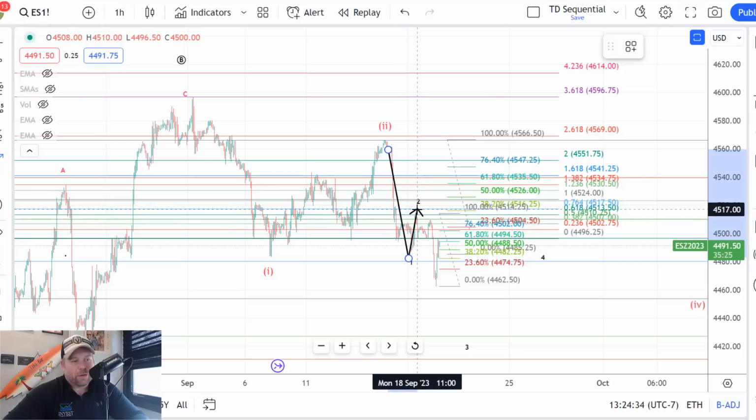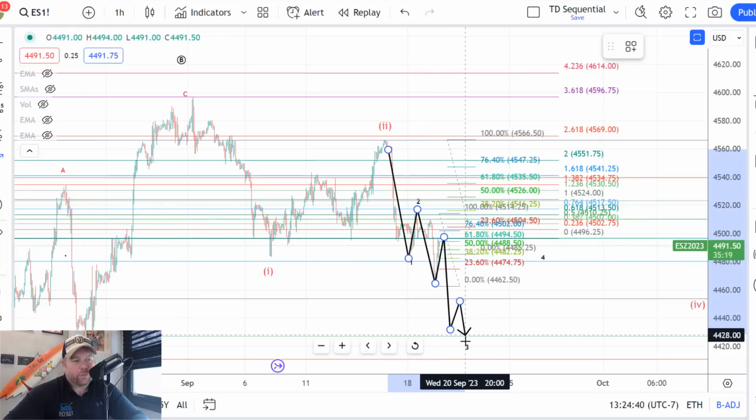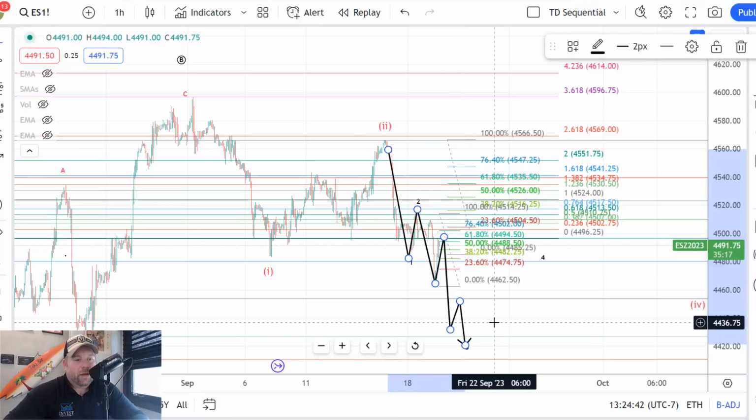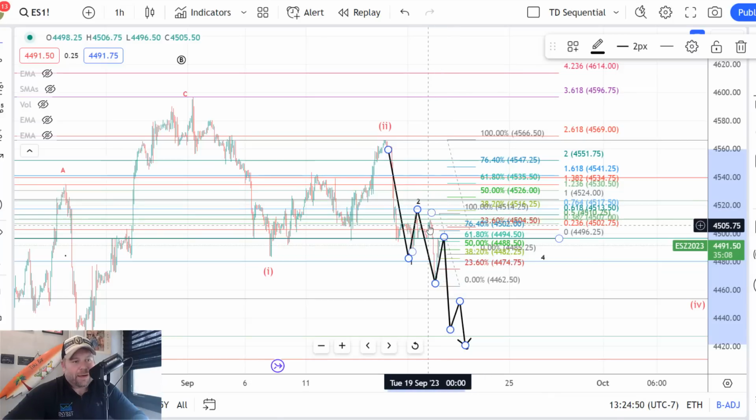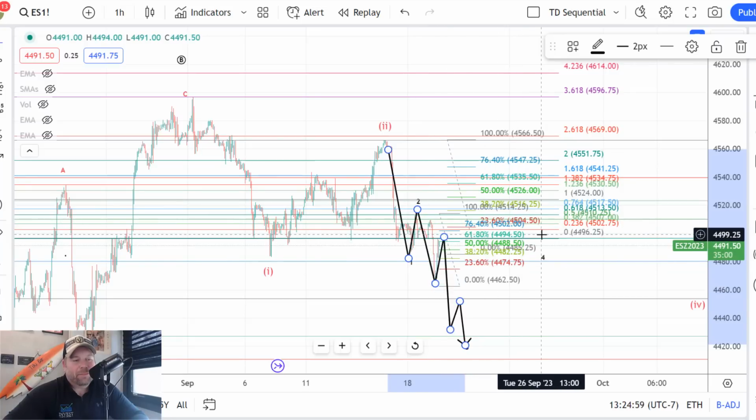So this would be a 1-2, and then for 3 of 3, you have 1 of 3 of 3, 2 of 3 of 3, and then you'd look for like 3, 4, and 5 down into that 4427 area. That would be the primary count, and it's valid as long as we stay under this 4509 area, this high right here that they made on Tuesday. So what we're looking for is continuation to the downside. We really don't want them to come back much over 4,500.